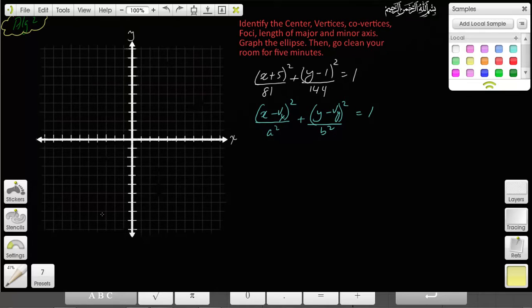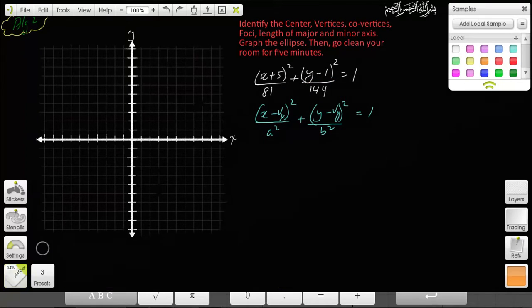Now, the only difference in this example is the a value is under the y. So instead of being like this, the a's and b's are switched. So this is actually the a squared, and this is actually the b squared value. That's important to understand, because whichever value is the bigger value, that's the semi-major axis, the length of half of the major axis. That's a. So whichever of these two numbers is the bigger value is going to be the a. That's the point of this question I wanted to bring to your attention.